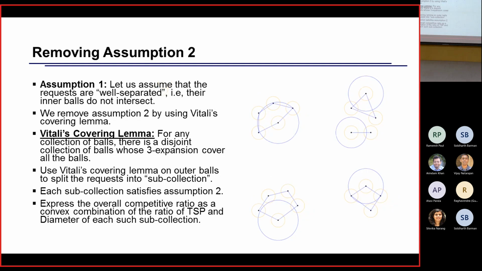For instance, Vitali's covering lemma might have selected this ball, this one, this one, this one, and this one, and you would have deleted the rest. For all the selected balls, I look at the subcollection, the big balls that I deleted when I selected this ball, and I take those requests and show that for this subcollection, the sum of the inner radii divided by the optimal matching cost is TSP by diameter. Finally, I'm going to simply express the competitive ratio as a convex combination of each one of these. Therefore, in the worst case, I can bound the competitive ratio by mu of s.